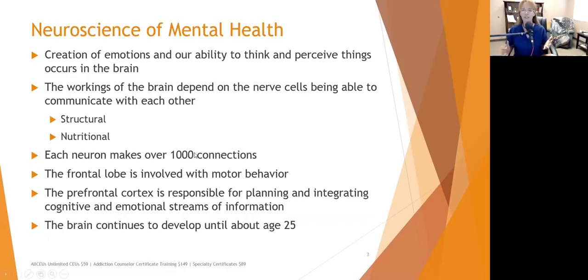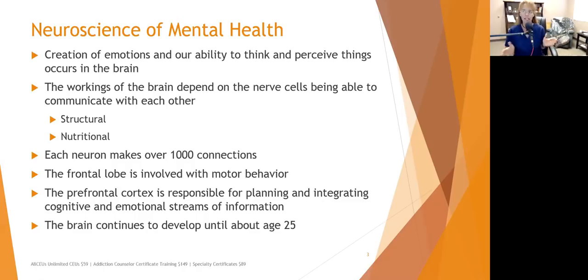So let's start with the neuroscience of mental health. One of the things that it's really important to remember is that a lot of our feelings, our emotions, our ability to think and perceive things occurs in the brain. So if your brain is not healthy and happy, then it's going to be hard to feel healthy and happy and concentrate and do all that stuff. So we want to focus on this, and I'm not going to get deep into the details with the diagrams of the axons and the dendrites and all that, because that's really technical, and we're just going to hit the highlights today.